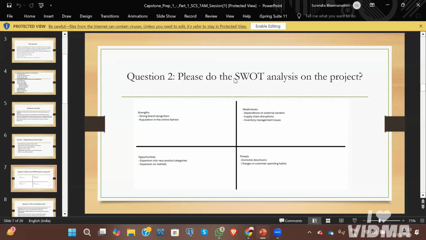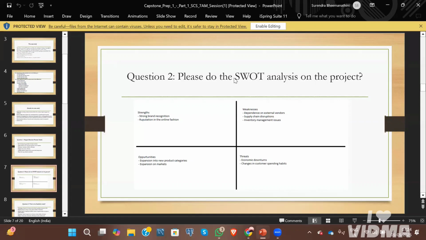Okay, so now we are divided into four quadrants. Each quadrant has strength, weakness, opportunity, and threat. So strengths for this project are strong brand recognition and reputation in online fashion. Weaknesses will be dependence on external vendors, supply chain disruption, inventory management issues. Opportunities will be expansion into new product categories and expansion of markets. Threats will be economic downturns and changes in customer spending habits. So these are the strengths, weaknesses, opportunities, threats as per this e-commerce website.